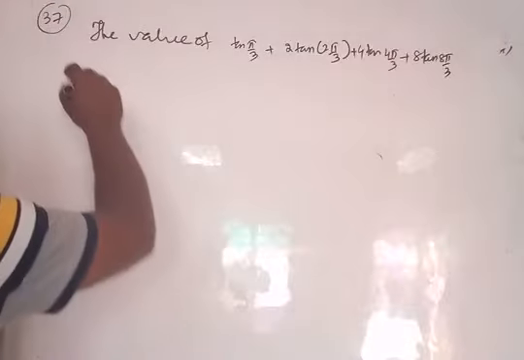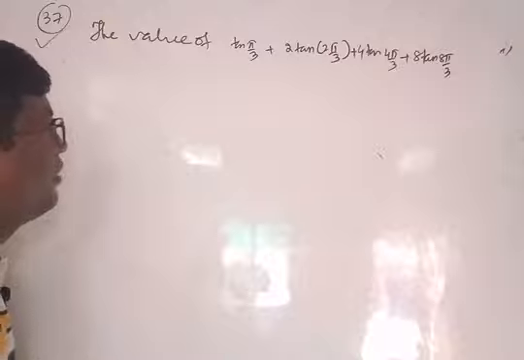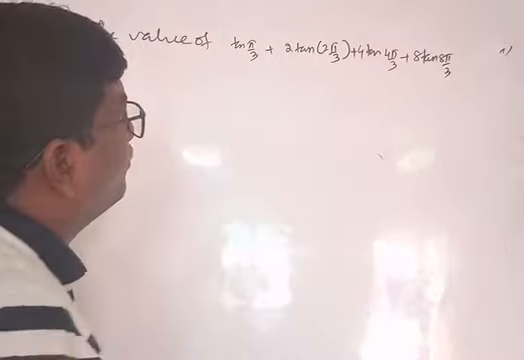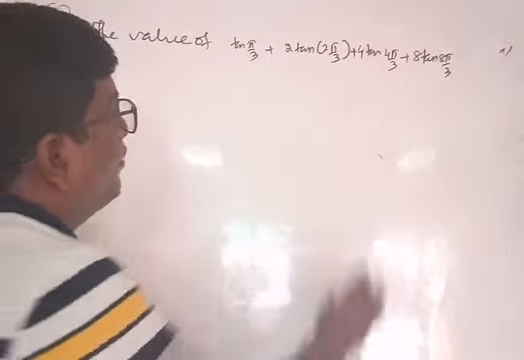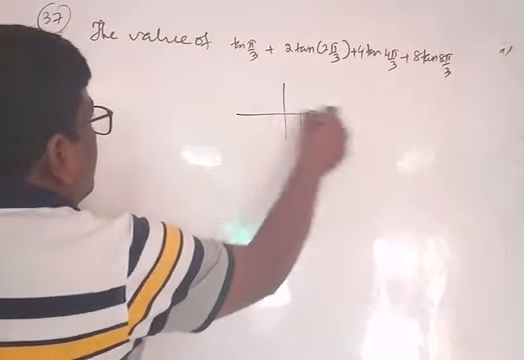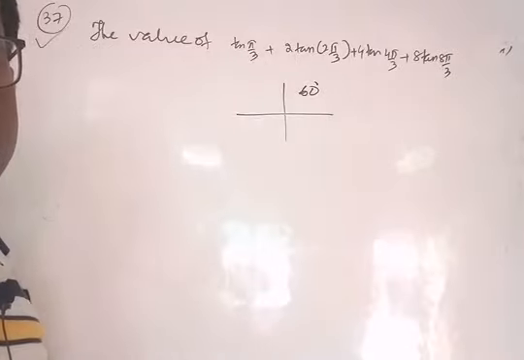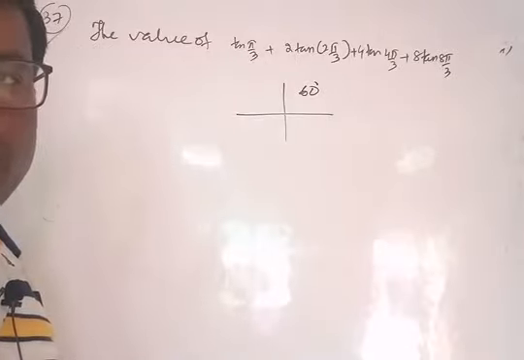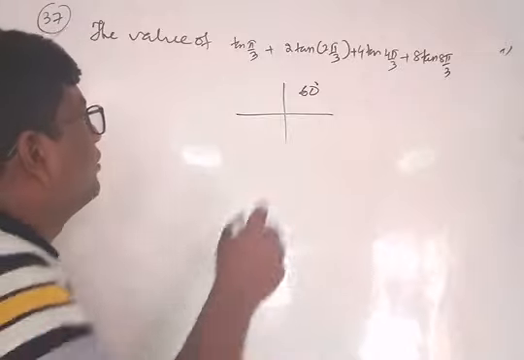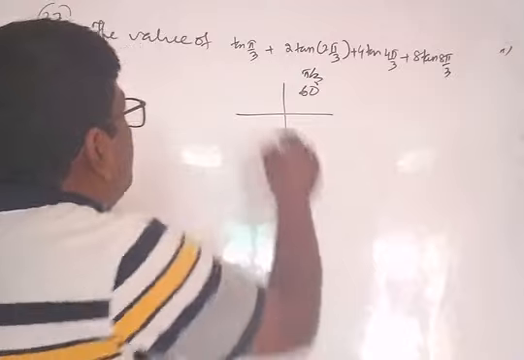This is question number 37. The value of tan pi by 3 plus 2 tan 2 pi by 3 plus 4 tan 4 pi by 3 plus 8 tan 4 pi by 3. Pi by 3 means 60 degree. Then 2 pi by 3 is 120 degree.